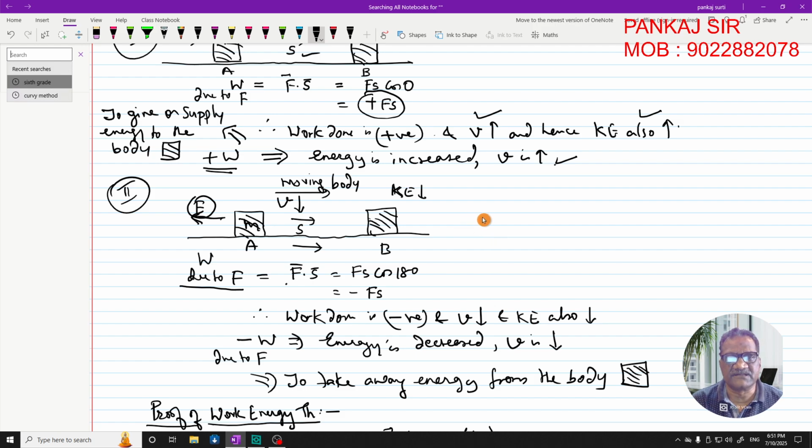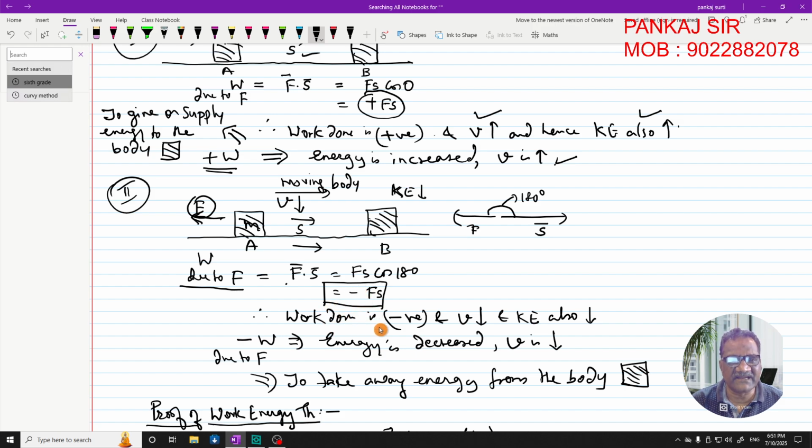See, force is in this direction and your displacement is in this direction, right? And you can see the angle between them is 180 degrees. So theta will be 180, so cos 180. And cos 180 is minus 1. So ultimately the work done will be negative Fs. So you get this as your work done, negative Fs. Here we say that the work done is negative because of the negative sign.